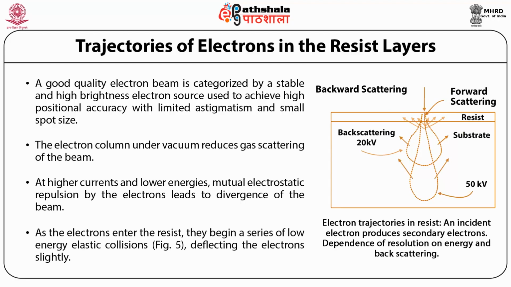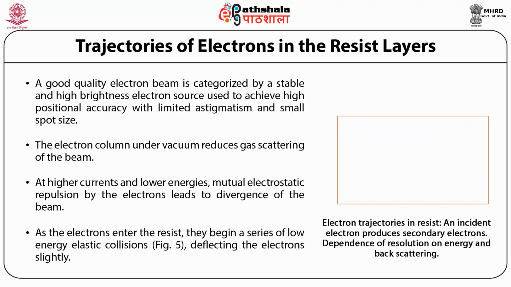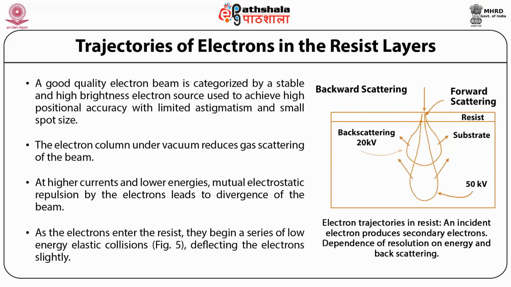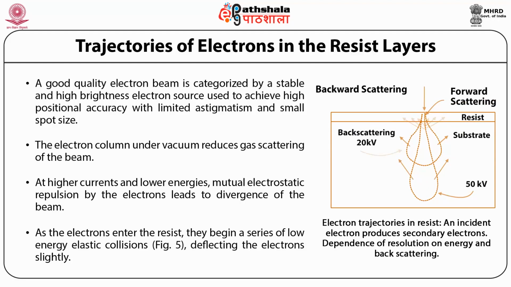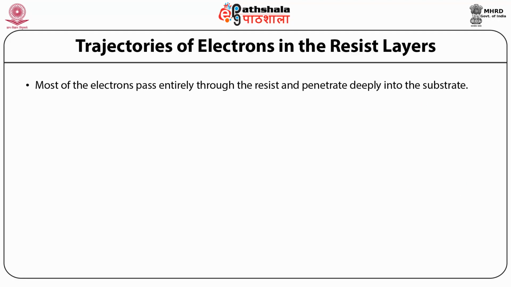As the electrons enter the resist, they begin a series of low energy elastic collisions, as shown in figure 5, deflecting the electrons slightly. This forward scattering broadens the beam by an amount that increases with thickness, and this effect is more pronounced at low incident energies. Scattering usually limits the final resist pattern to a larger size. Most of the electrons pass entirely through the resist and enter deeply into the substrate. Exposure produces both forward scattering and backward scattering, as shown in figure 5.